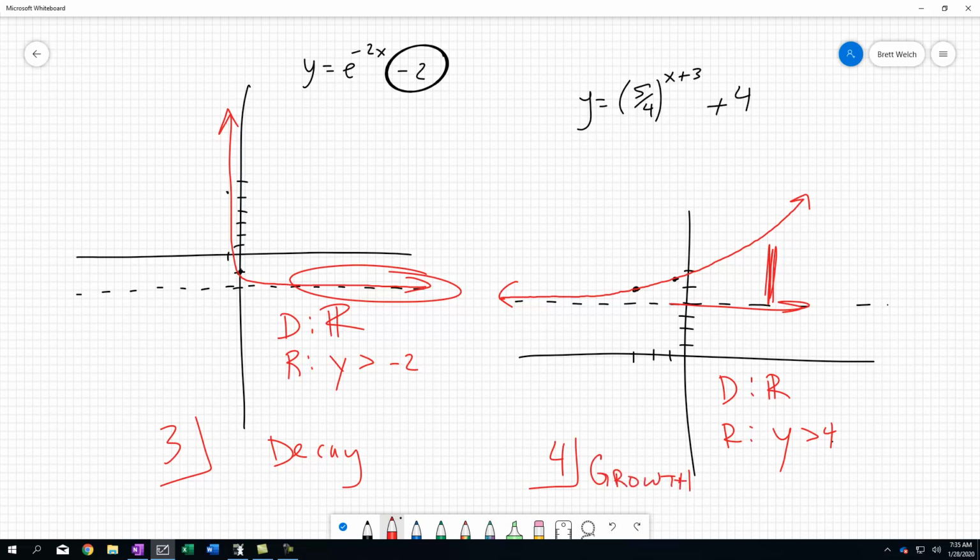Will there be one of each on the test? Maybe, maybe not. It'd be a pretty good joke if Mr. Welch put both growth or both decay and really tried to see if you knew what you were doing as part of that. So kind of keep that in mind.